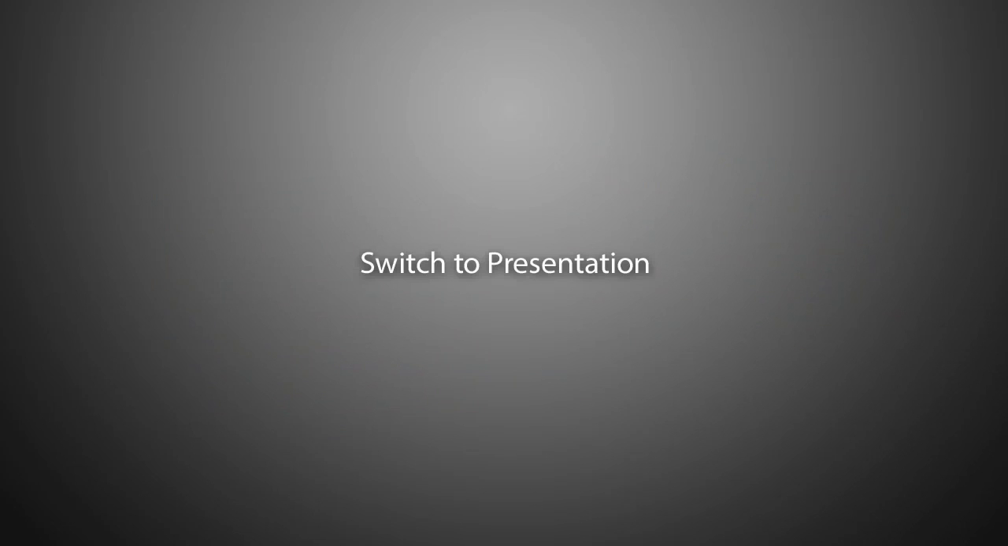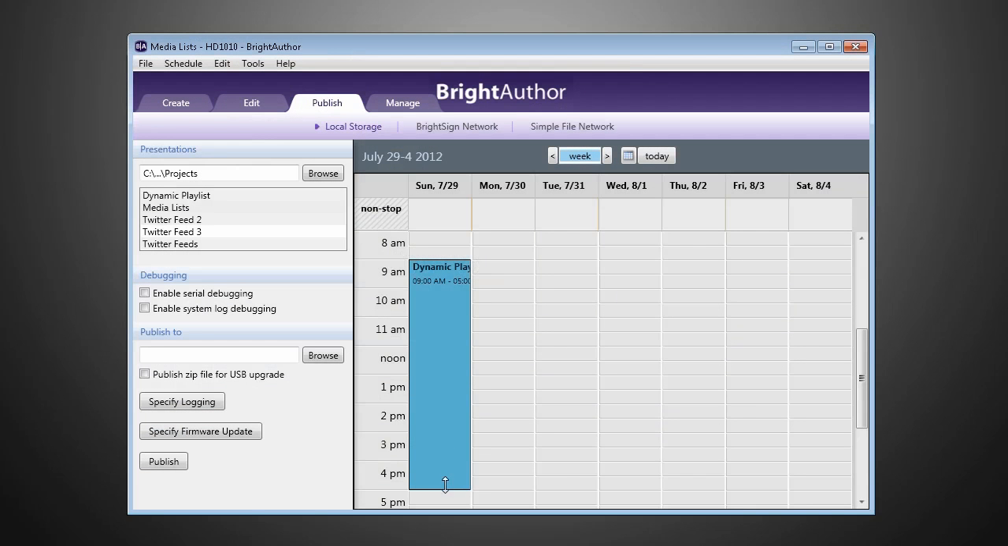BrightAuthor 3.0 offers a new useful command: switch to presentation. Previously, changing the presentation on a given unit required a scheduled presentation change or a republishing of the presentation that was being used.